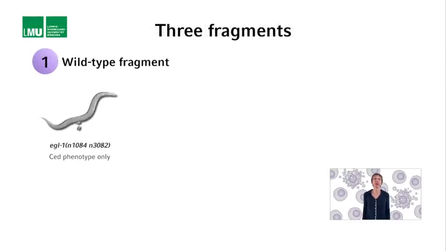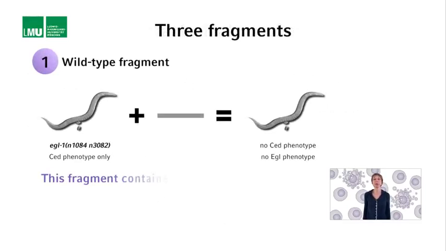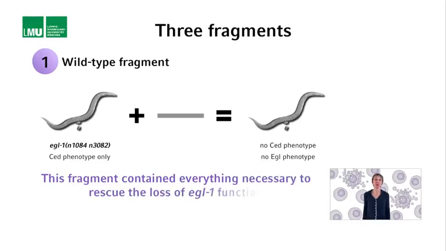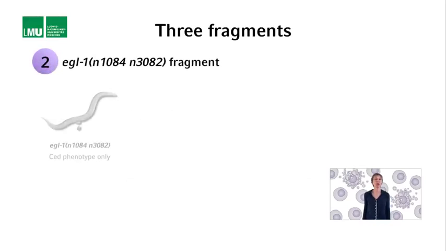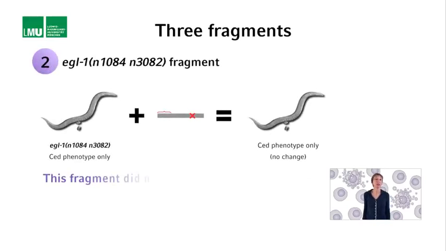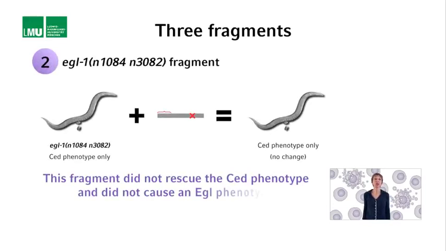N1084 N3082 animals carrying the PCR fragment amplified from wild-type animals no longer exhibited a Z phenotype, which demonstrated that the PCR fragment contained everything necessary to rescue the loss of function of this BH3-only gene. These animals also did not exhibit an EGO phenotype. In N1084 N3082 animals carrying the PCR fragment amplified from N1084 N3082 animals still exhibited a Z phenotype and also did not exhibit an EGO phenotype. This result confirmed that N3082 causes a severe reduction in the function of the BH3-only transcription unit.